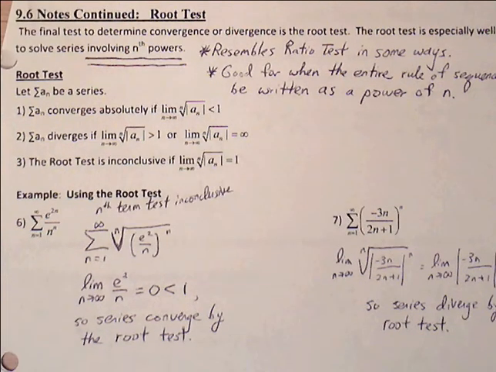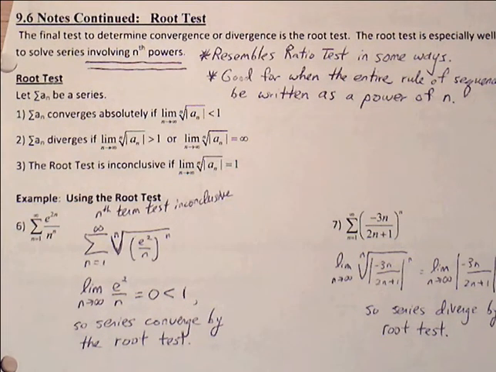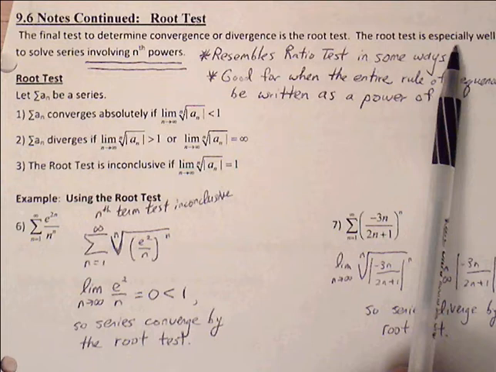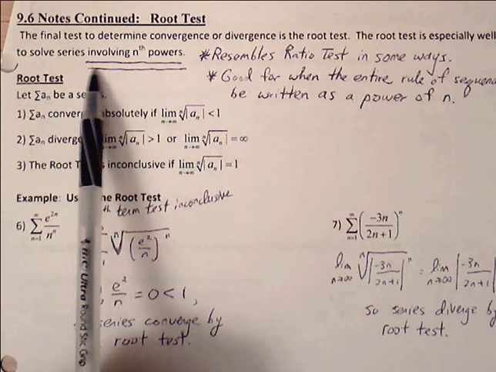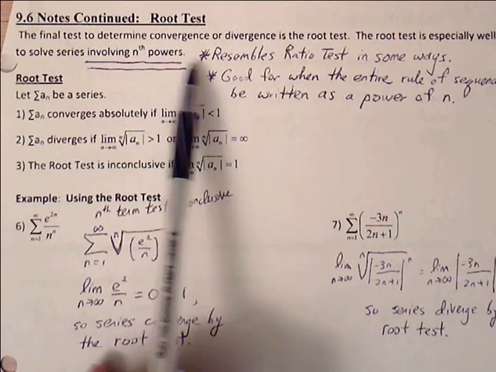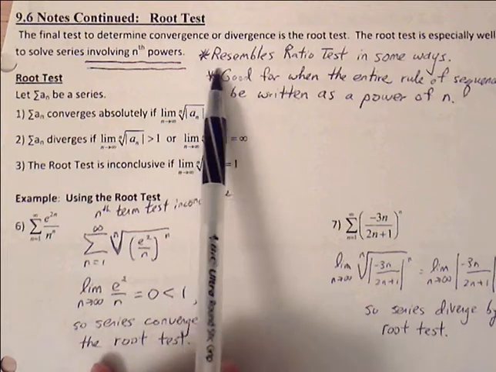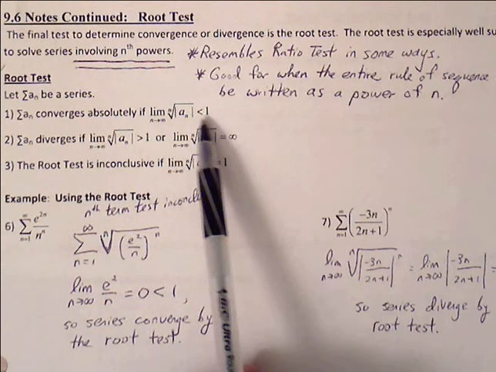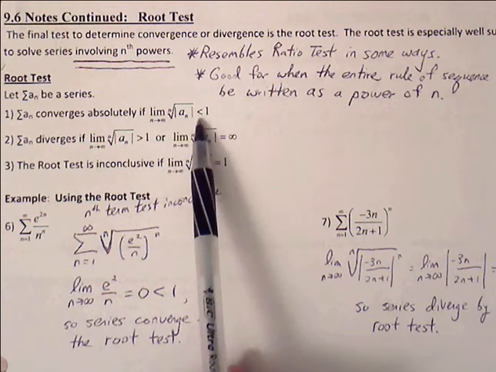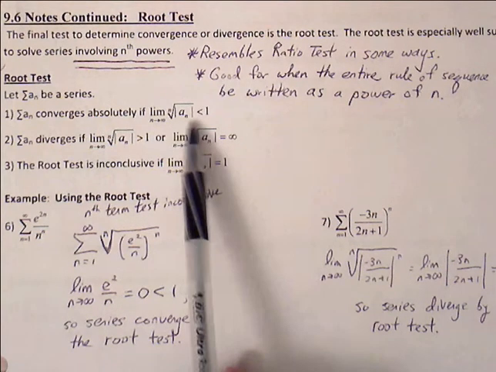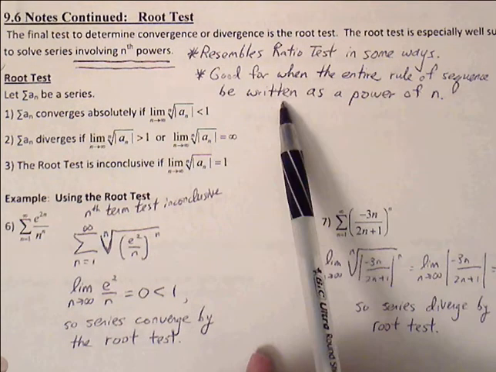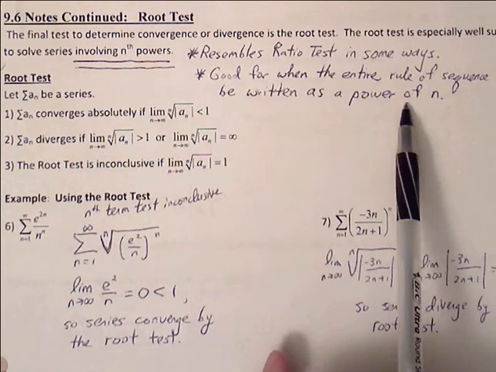Okay, finishing up on 9.6, this is the root test. So this is the final test to determine convergence or divergence. The root test is especially well suited to solve series involving nth power. So this kind of resembles the ratio test in some ways, including the way that we test for convergence and divergence. And this is good for when the entire rule of sequence can be written as a power of n.